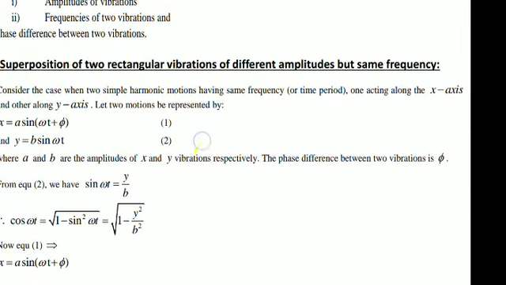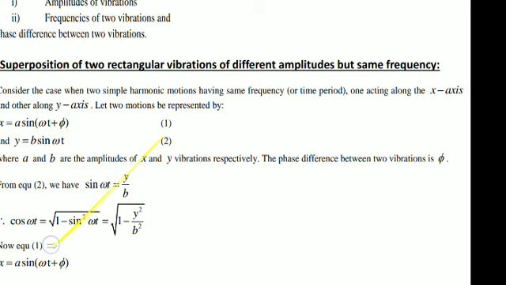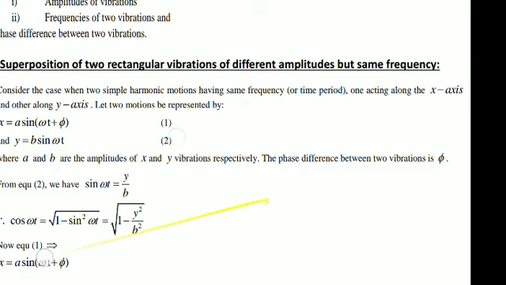As I have already told you, consider one wave moving along the x direction, represented by x = a sin(ωt + φ), where φ is the initial phase. Another wave, moving along the y direction, has displacement y = b sin ωt. This is equation 1 and this is equation 2. Here a and b are the amplitudes, and φ is the phase difference between the two waves. Since they are not moving in the same direction, we have to solve these equations in a different way.